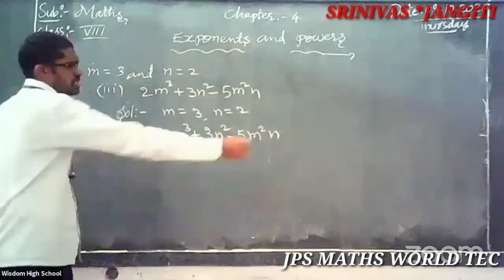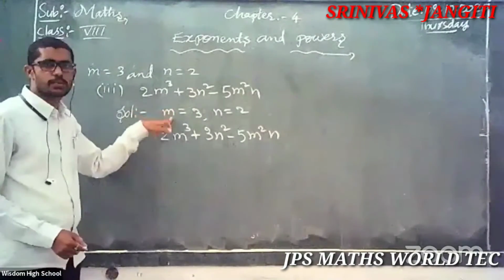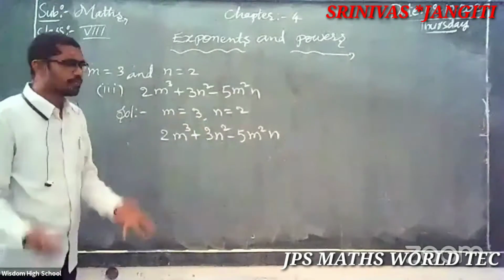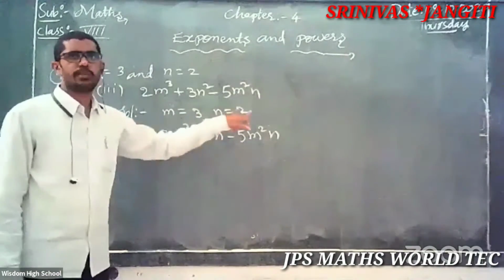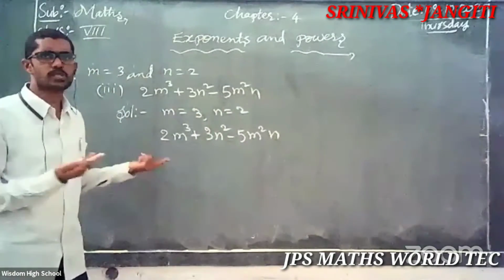This problem looks like something, but is there anything hard? So simple. Just substitute. Where is the m? Replace it with 3. Where is the n? Replace it, substitute 2. That's simple. If you know this, everything is easy.